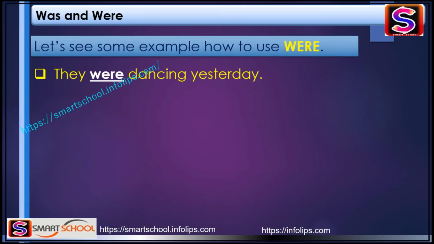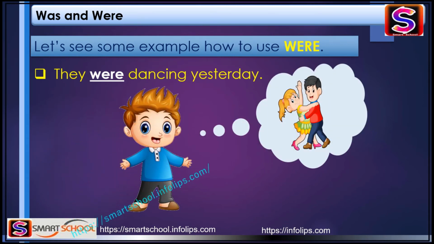Let's see one more example about were. See, they were dancing yesterday. Means that action happened when? Yesterday. That's why he said they were. Means these two guys were dancing yesterday. So the action happened in the past, and these persons or any things or any objects are more than one, that time we use were. Okay, I hope you understand this concept of when we have to use was and were.